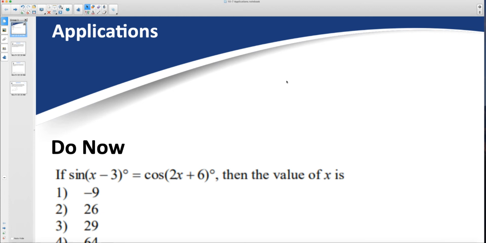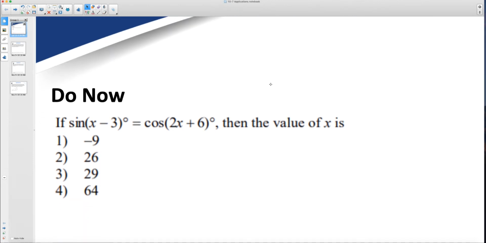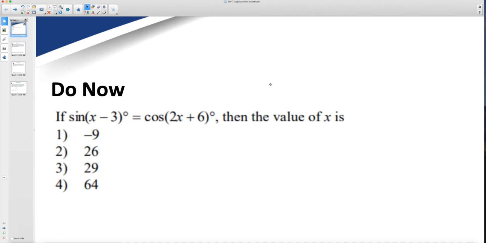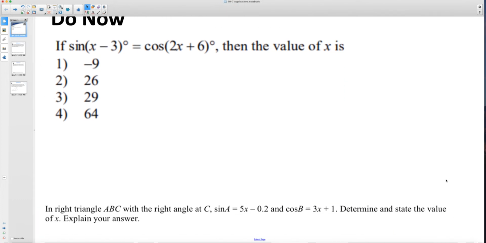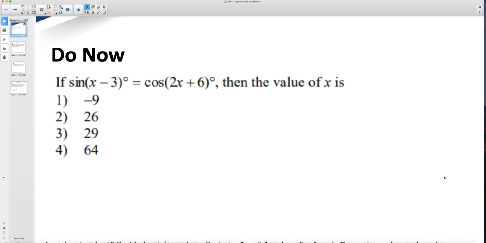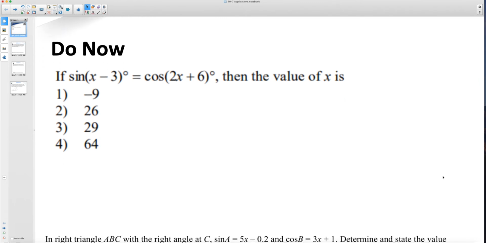So moving right along with the unit, we are on lesson 10-7. We're just going to take a look at a couple more of these application questions. But before we do so, I want to look at two do now questions. Why don't you pause the video and try these two on your own before I go through them? I think it would be a good idea if you're trying them on your own first.